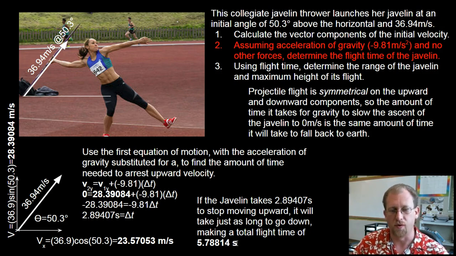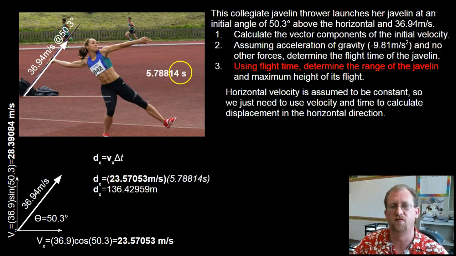Okay, so that's my amount of time. I'm going to leave that up where I can grab that conveniently in the future. Okay, I'll need that. Now, using the flight time to determine the range of the javelin, we're going to do that next. Horizontal velocity is assumed to be constant. In high school, congratulations, you don't need to worry about it. So we just need to use velocity and time to calculate the displacement in the horizontal direction. So displacement in the x direction is velocity in the x direction times the amount of time.